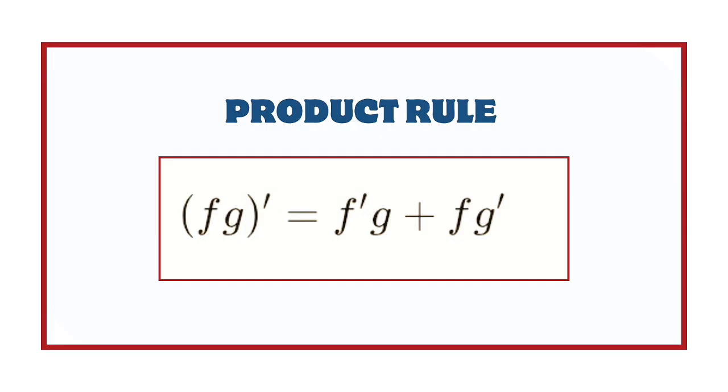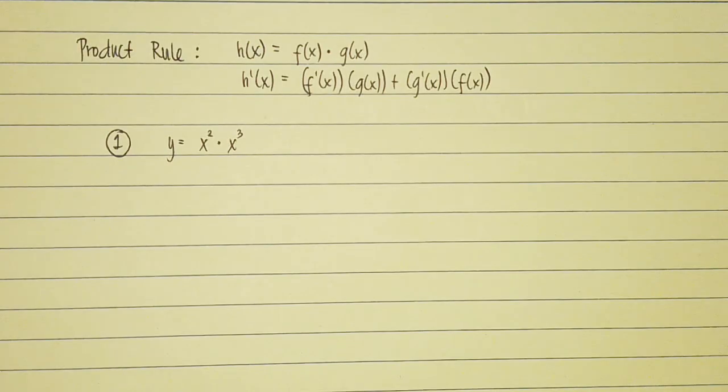Product rule. The product rule is used when differentiating the product of two functions, and the formula of this rule is given by: the derivative of the function is equal to the derivative of the function f times the function g plus the function f times the derivative of the function g. Now let's have our first example, which is y equals x squared times x cubed.